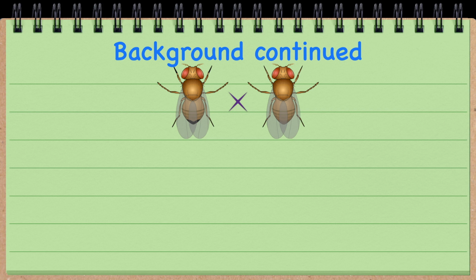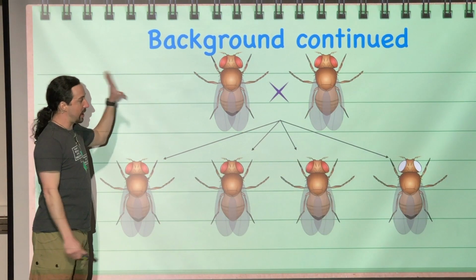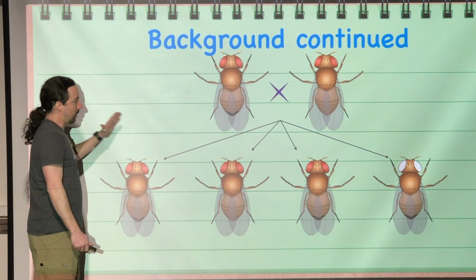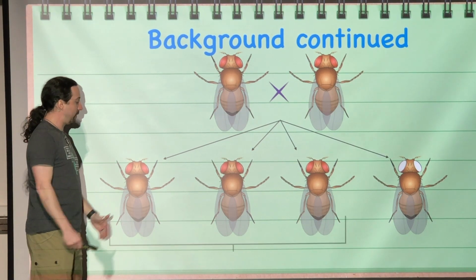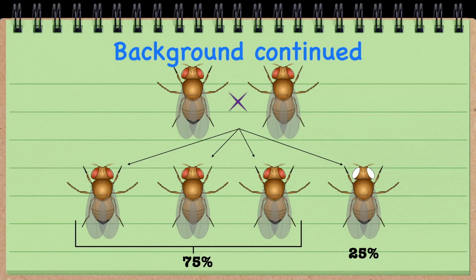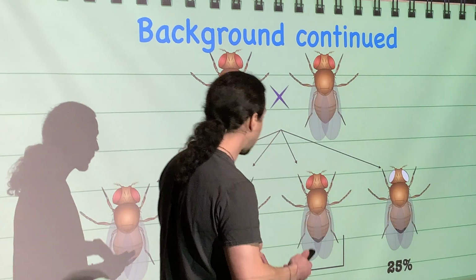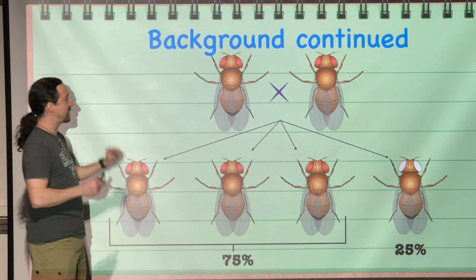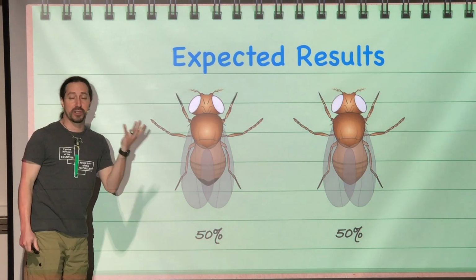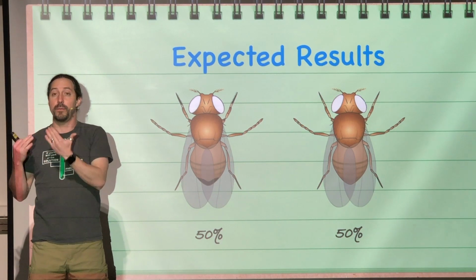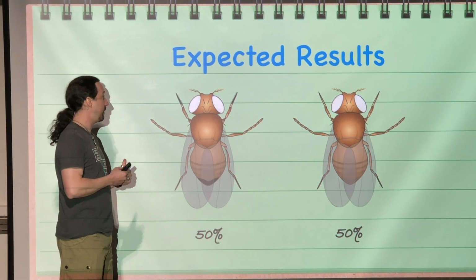Continuing with this, now we're going to look a little bit deeper at it. When a cross was done a long time ago in the early 1900s, we saw that 75% of the offspring had red eyes, which is the normal eye color that we anticipated seeing. But 25% of the offspring had white eyes. That was really interesting because of the 25% that had white eyes, we would have anticipated that 50% of those would have been male and 50% would have been female.